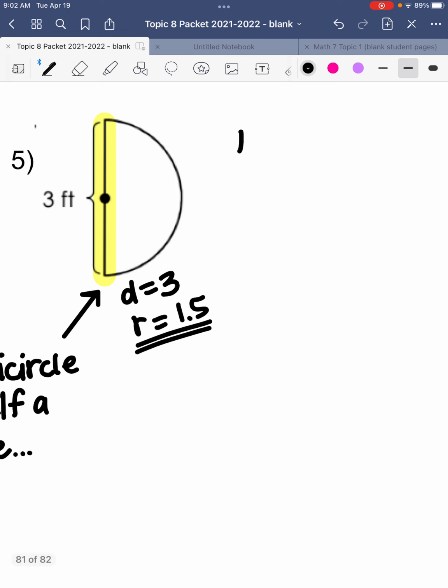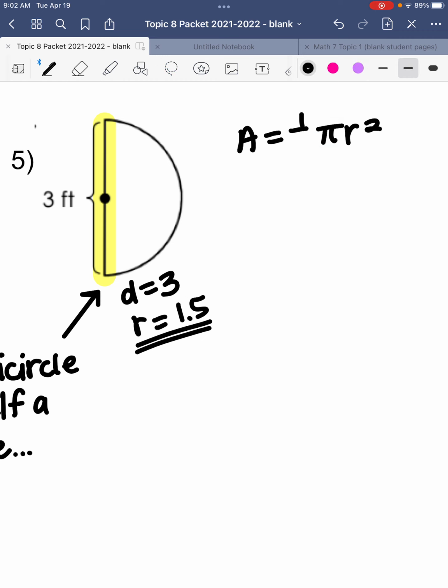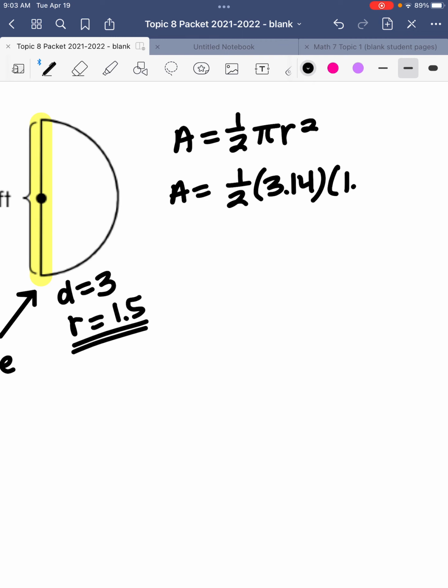So remember our formula, A equals, and it's normally pi times the radius squared, right? But I need to multiply that times 1/2, because I just have half of a circle, right? So what can I plug in here? Well, A equals 1/2 times 3.14 times my radius, we already said was 1.5, and I need to square that radius. So I'm going to plug this into my calculator.